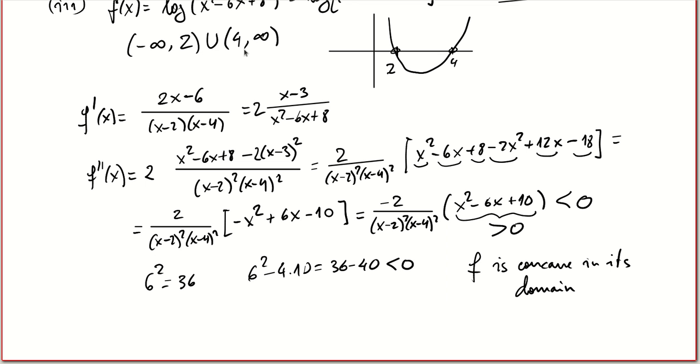So this function is discontinuous and pretty much looks like something like this. So you have here 2, here you have 4. Well, it will look something like this. These are asymptotes, so it's going to be something of this sort. Concave here, concave there. All right.